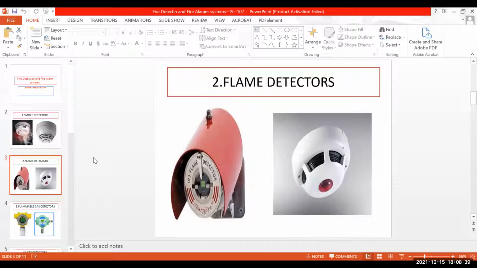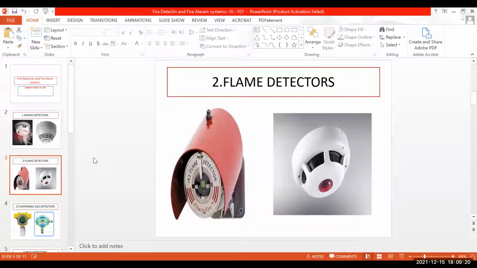In case of any flames, not all the flames will eject smoke. Some flames will be there without smoke. With some materials, a fire won't eject smoke, directly flame will be there. But some materials will have smoke, like electrical cables or copper. But some materials won't have smoke, only the fire will be there. In those situations, these flame detectors will be there.